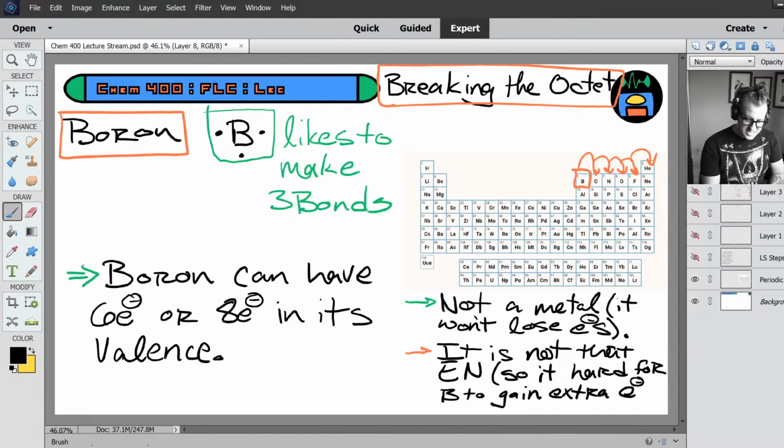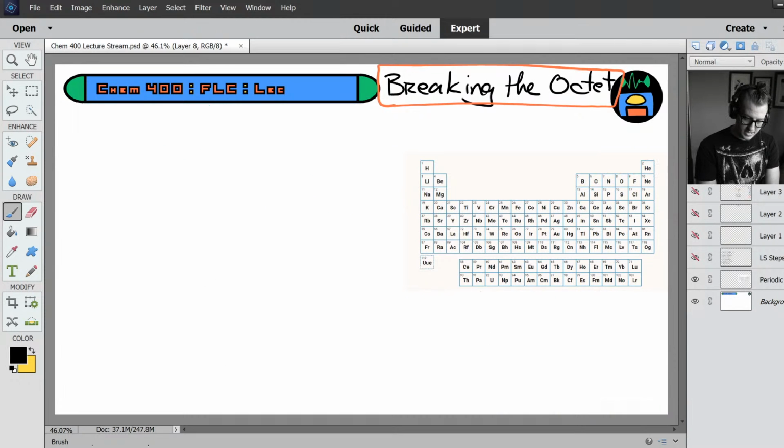So it's not like boron wouldn't love to have 8 valence electrons, but because of its low electronegativity, it's hard for it to get extra electrons. So it just has to be content with its subpar life of 6 valence electrons. Sometimes it gets 8, but sometimes it doesn't, and it can live with it. So boron's the one example where you have fewer than 8 electrons in play.